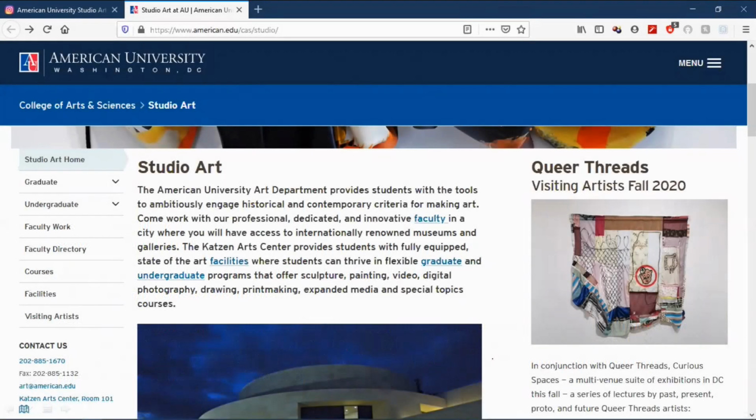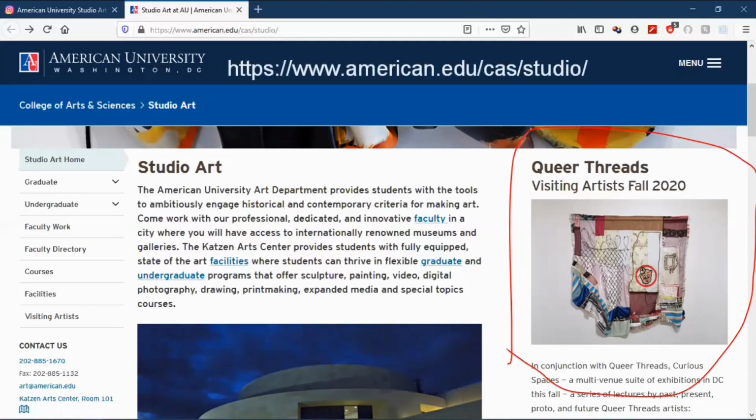Also, if you guys want to earn some extra credit, you can go to the Visiting Artists series for fall 2020 for the American University Studio Art Program. Queer Threads. Go check it out. It is available at american.edu/cas/studio. This is where I earned my MFA from. There's a series of visiting artist lectures. They're all dealing with textile arts. I think it's going to be mainly Thursday evenings at 6 o'clock. If you got the time, visit it, take a screenshot of it, send it to me. You'll get a little bit of extra credit for engaging in the art world. Thank you.